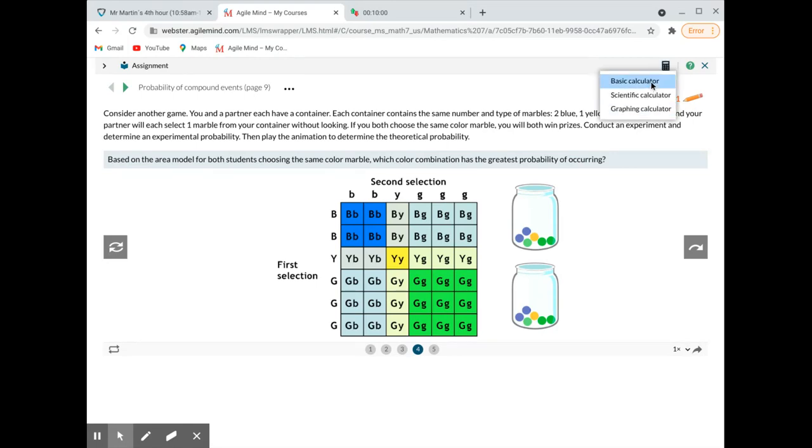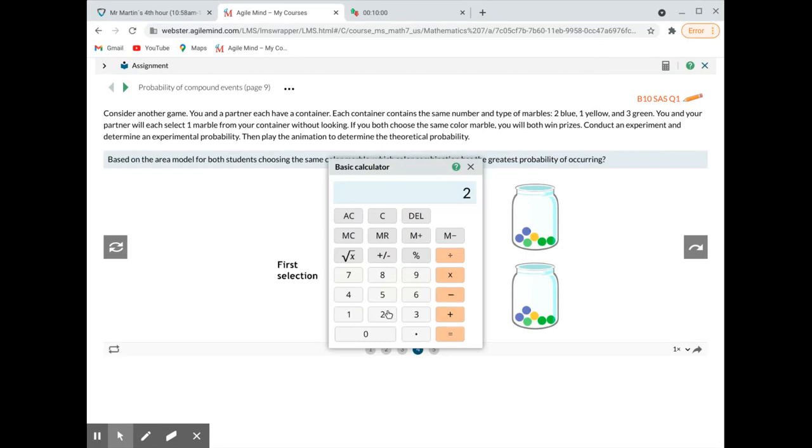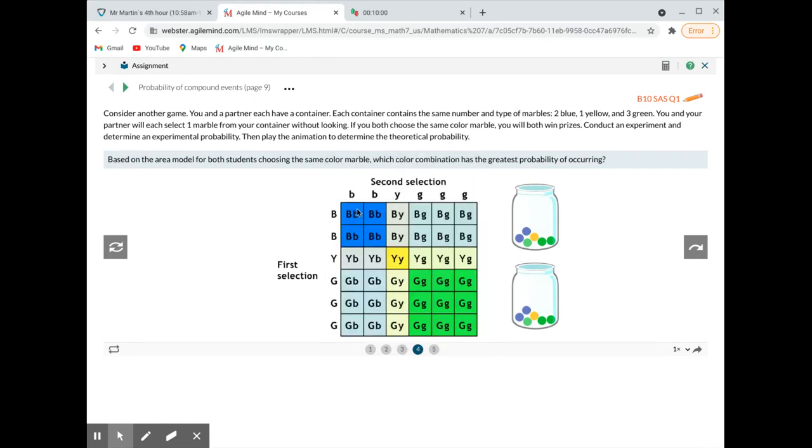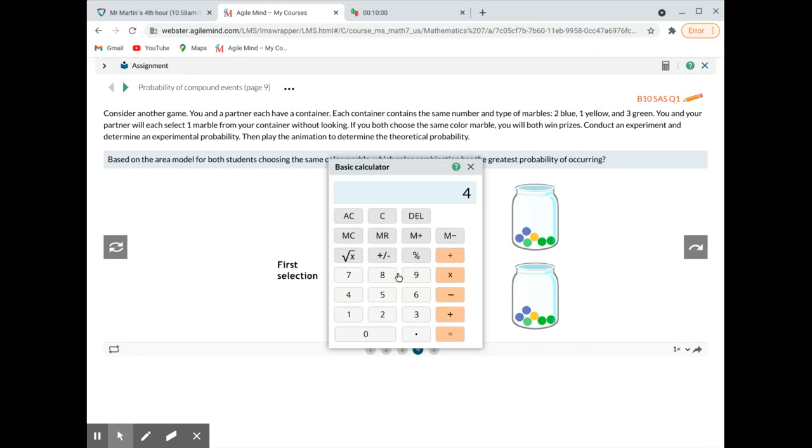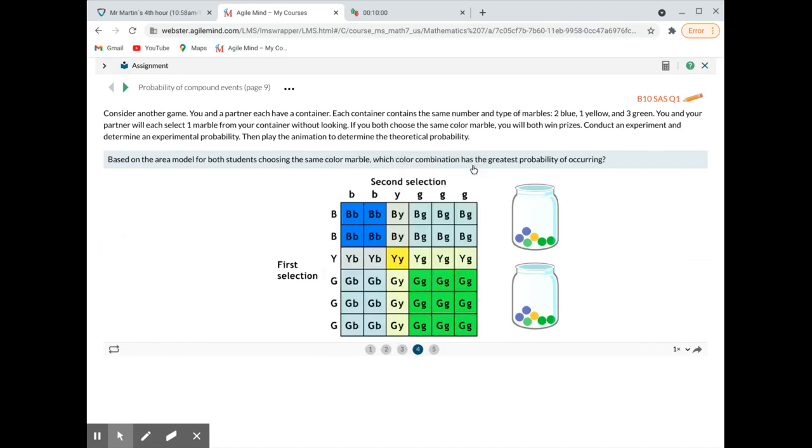Actually, we only got 2 blue to blues. Okay, so 2 divided by 20 is 10%. All right, so this is 4 out of 36. Let's see what that is. So it's 11%. Was the theoretical probability close to what y'all's experimental probability was? Yes.